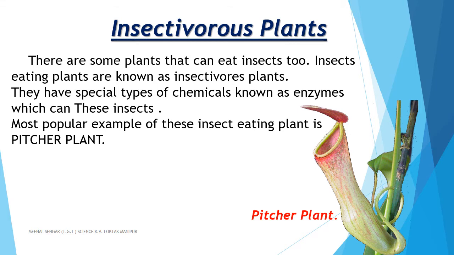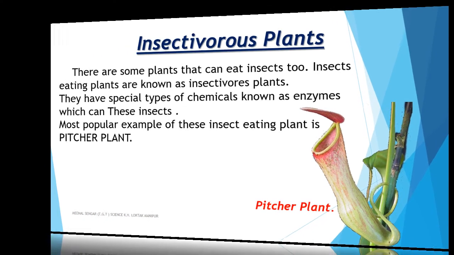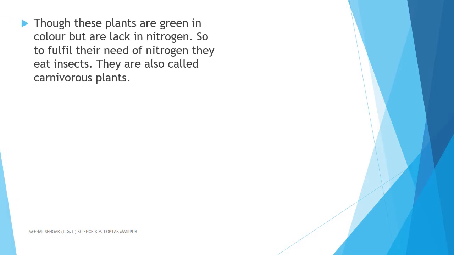The pitcher plant is a wild plant, so you can't easily see it, but what you can commonly see is the Venus flytrap and sundew. These are common examples. Though these plants are green in color, they lack nitrogen. Insectivorous plants can synthesize their own food, but they do not have the ability to absorb nitrogen from the atmosphere. That is why they eat insects, and that insect fulfills the nitrogen need of the plant.